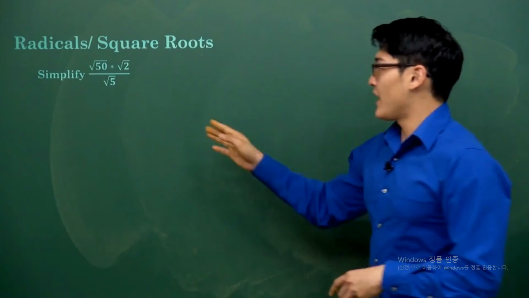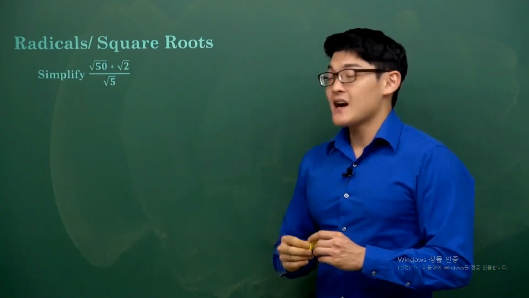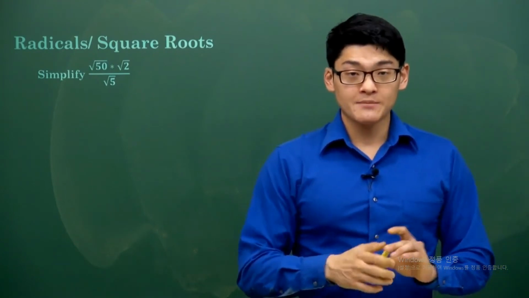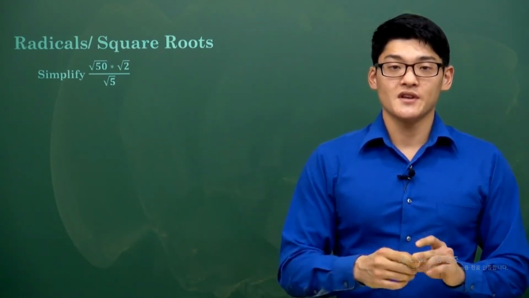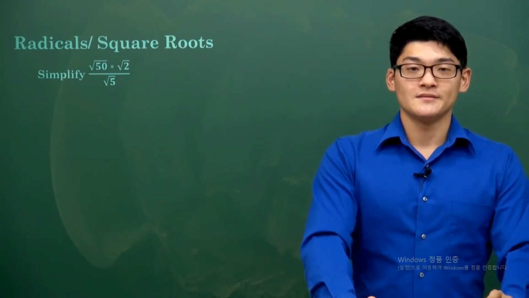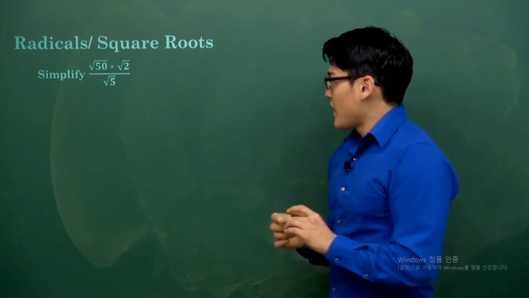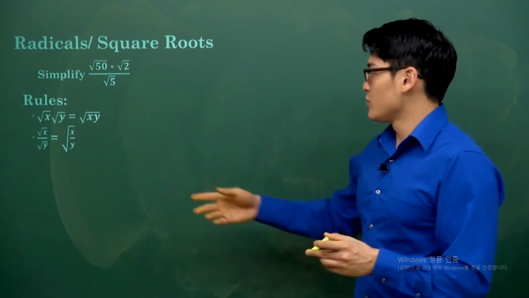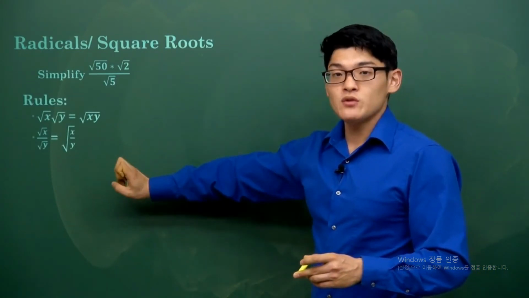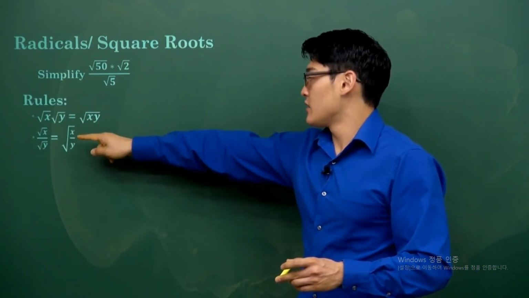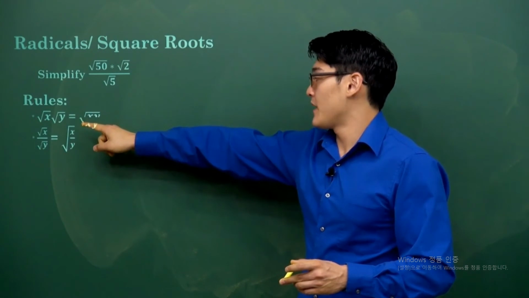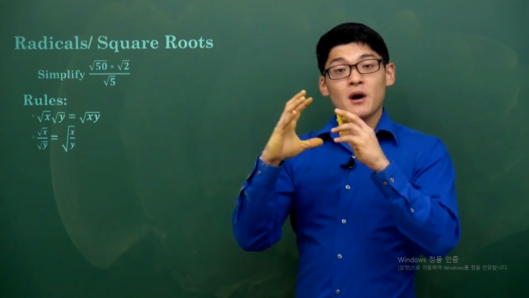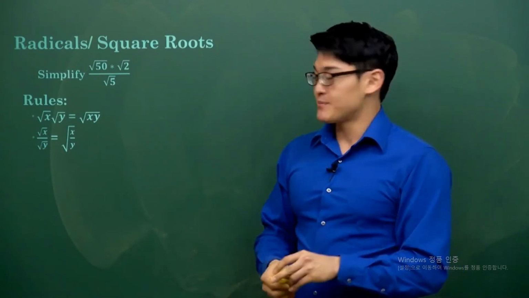So simplify square root 50 times square root 2 over square root 5. I'm going to give you some time. Go ahead and pause the video and tackle this yourself. Okay, so what you need to know are just some rules. Multiplying two radicals, so multiplying square root x times square root y is equivalent to just putting them under the same square root. So that's pretty easy.